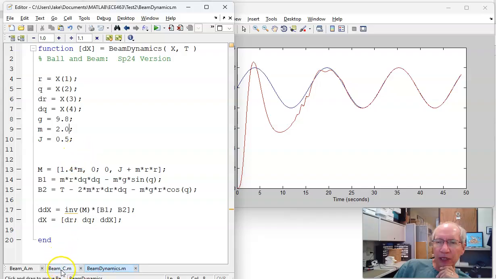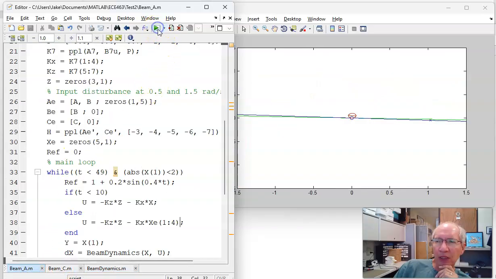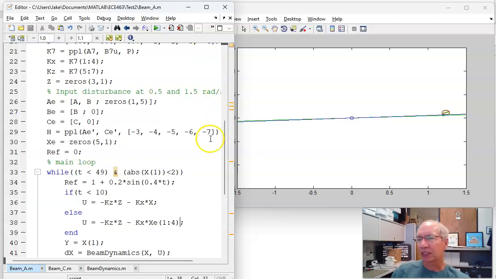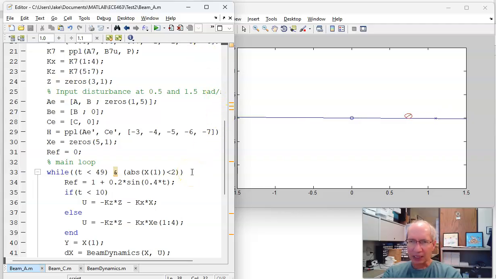So here it's 2 kilograms nominally. I'll let it run for 10 seconds. And at 10 seconds, I'll switch over and start using the actual observer states. So there's a little bit of oscillation. That's the 10 seconds where it switches over. And in the nominal case, it's tracking just like it did for part B. So that part looks good.